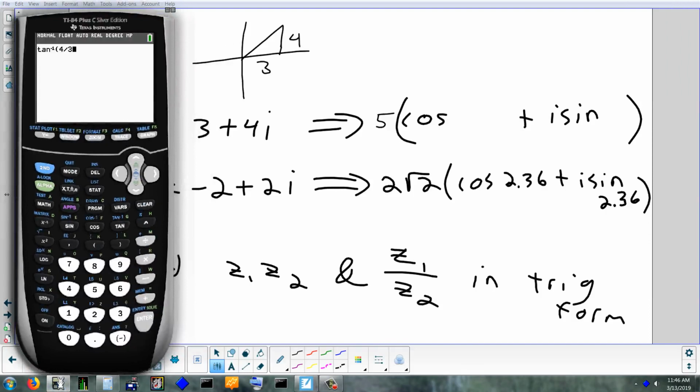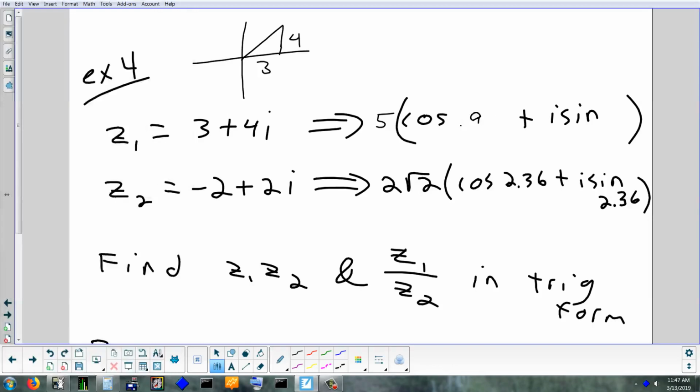And if you saw, I had 0.93. I think that's what was written down. Well, that's 53.13 in degrees. But we're practicing radians. Let me type it in radians. That's where the 0.93 came from. Okay. Inverse tangent of y over x.